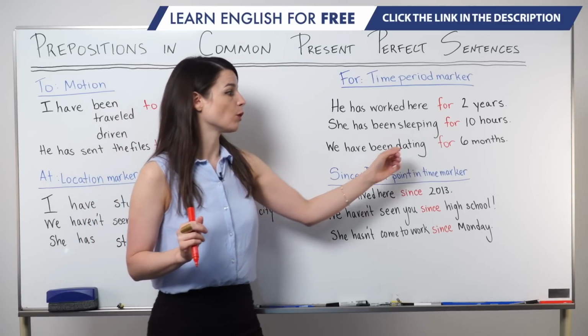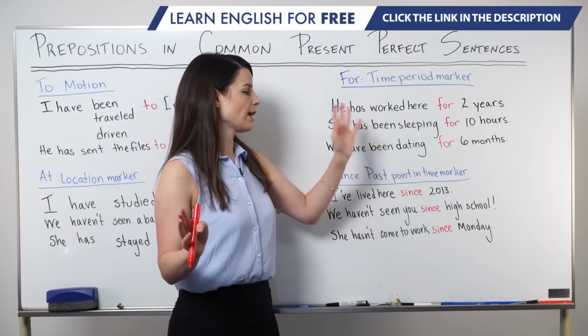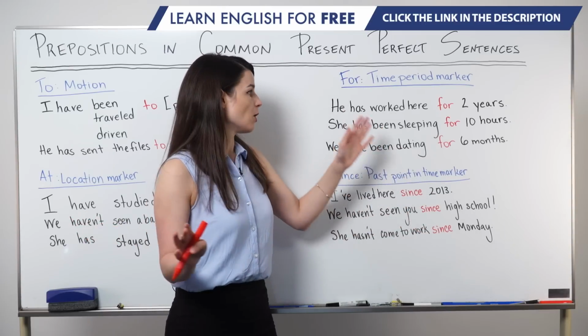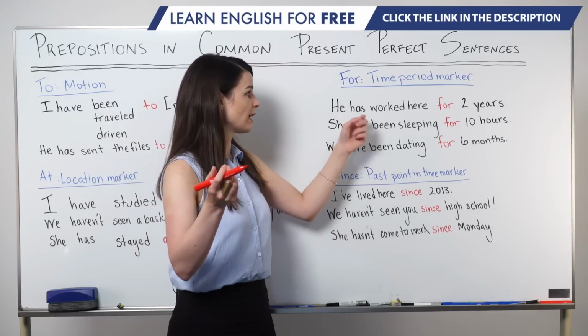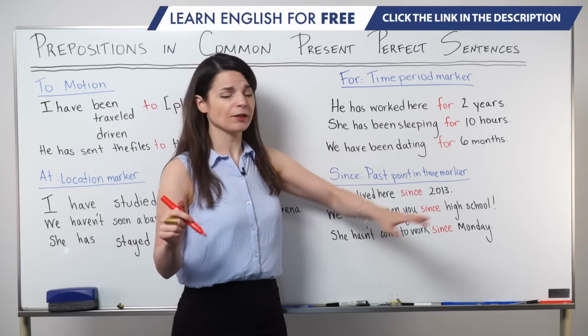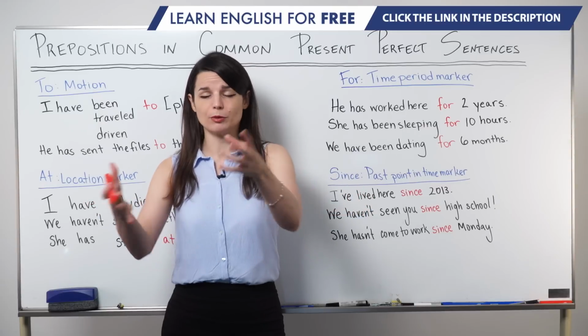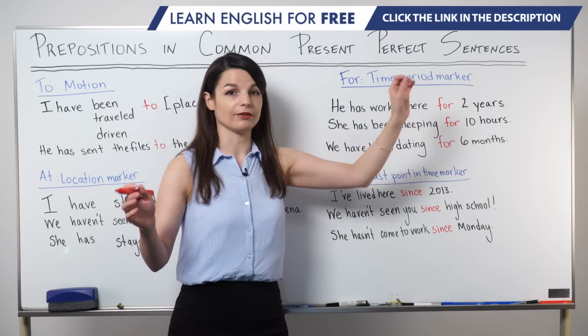So we use for to mark this kind of time. So we cannot use to, we cannot use at here. So we don't use to because we're not showing motion of some kind. He has worked here 2 years is incorrect. We cannot use at because we're not sharing some location of an activity. The focus here is on a period of time.